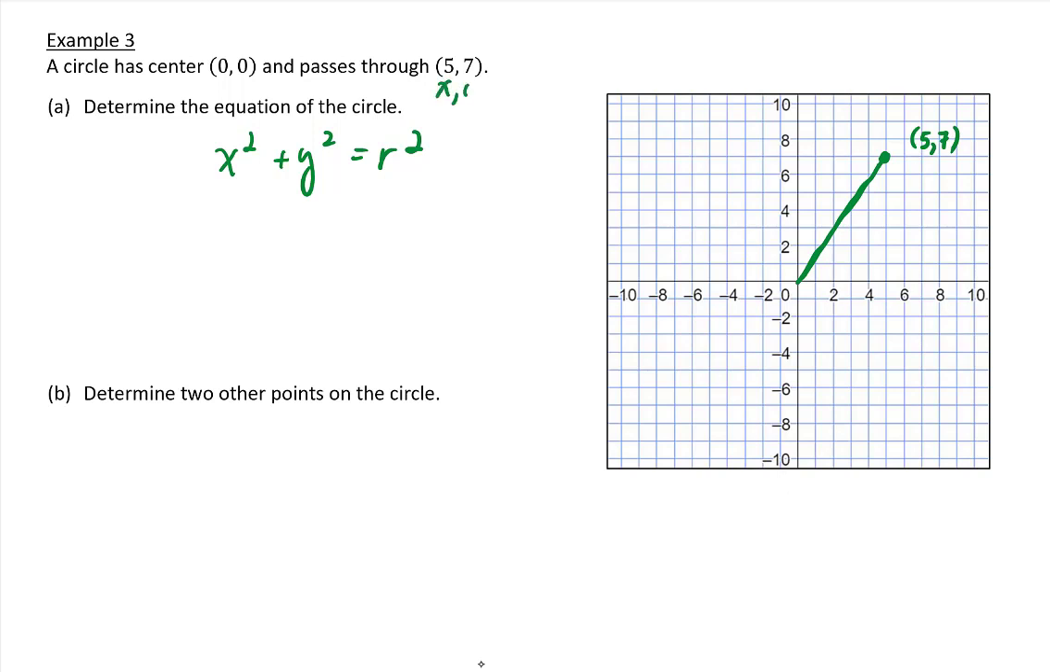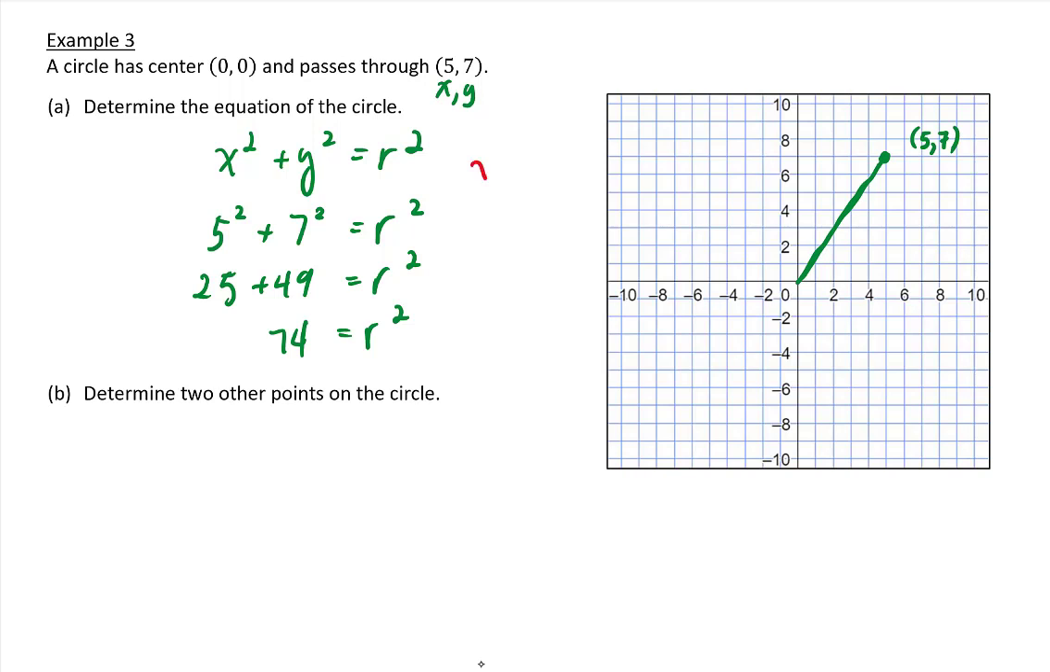So there's our x, there's our y. And we can determine the radius squared by subbing these values in. So where I see an x, I put 5. Where I see a y, I put 7. And that equals r squared. 5 squared is 25, plus the 49 equals the radius squared. Adding these two numbers together gives us 74. So the radius here is the square root of 74, but the radius squared is 74.